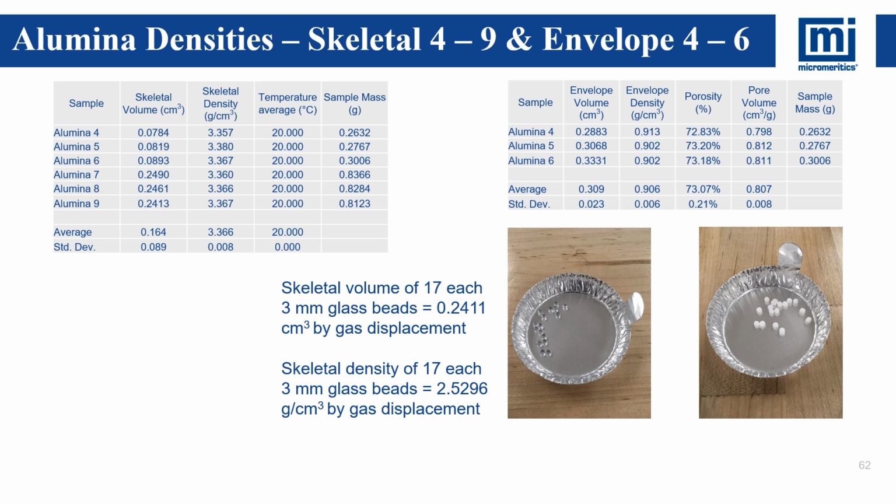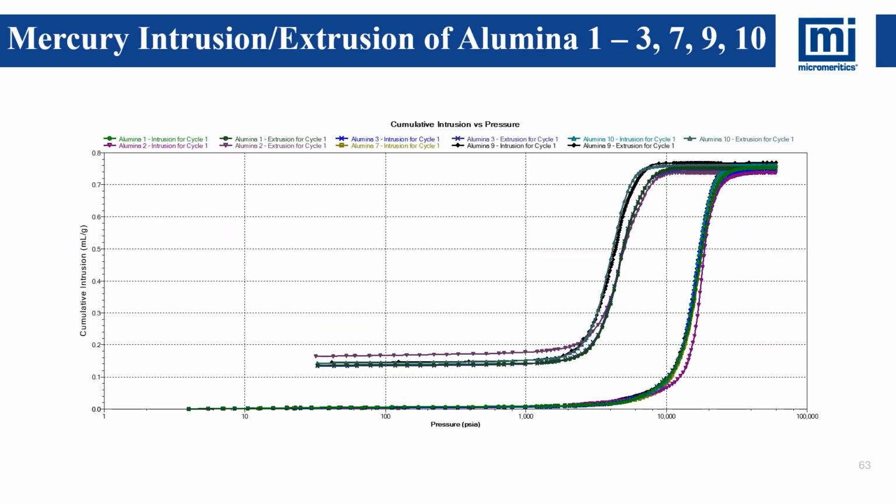We can use these values then with the results from the GeoPyc to calculate a conversion factor that we can use with our roughly spherical alumina samples so that we get reliable results for envelope density of our porous alumina by calibration using the glass beads. So from the skeletal density analysis using the AccuPyc and the envelope density analysis using the GeoPyc, we were able to combine the results and determine a total pore volume and a percent porosity.